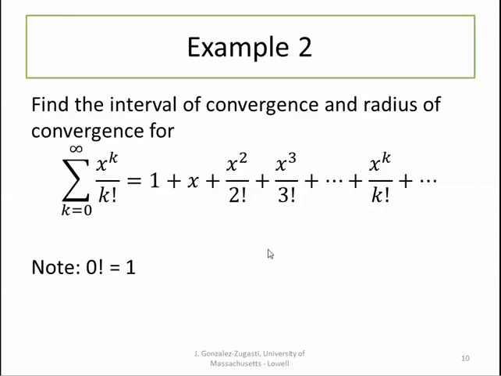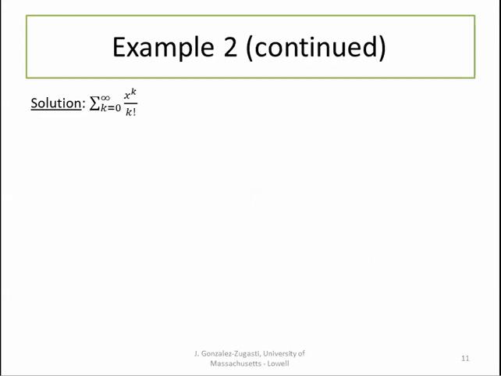Here's another example. Let's find the interval of convergence and radius of convergence for this series, x to the k over k factorial. When we do these, you're going to end up with a 0 factorial in the denominator. 0 factorial is defined to be 1. For this series, we're going to use the ratio test for absolute convergence. In fact, this is the test you're almost always going to use when you're testing a power series.